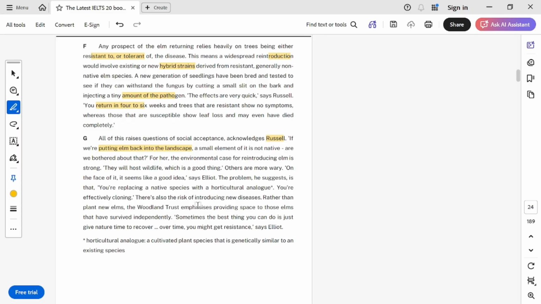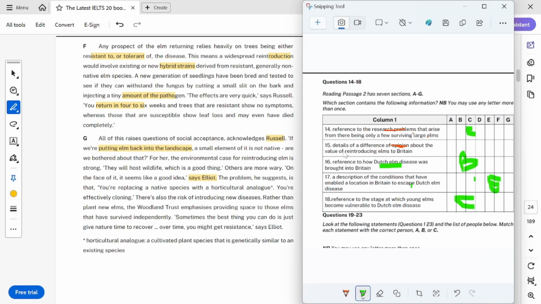So Russell is basically in favor of reintroducing them, but then we have another one, Elliot. Elliot is more cautious. He worries that we are replacing a native species with cultivated substitutes. He also mentions the risk of introducing a new disease. So we have two different opinions. Russell says reintroducing elms is environmentally beneficial, and Elliot says there are problems and risks with reintroducing elms. Now look at question number 15. Details of differences of opinion about the value of reintroducing elms to Britain. This is exactly what paragraph G describes. So that will be G.